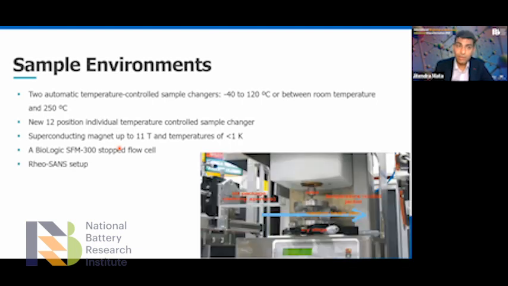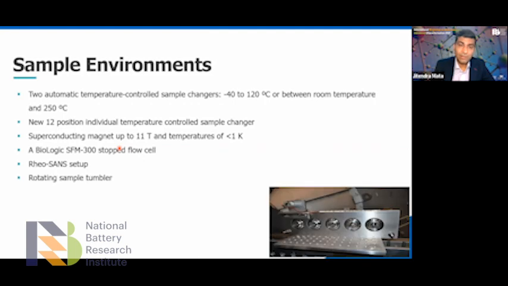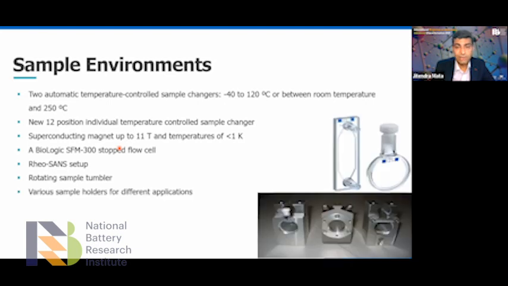I showed you the rheometer. You can put the rheometer on SANS and actually study the material while applying the shear to those materials. So that's the rheo setup. I have published a couple of papers on that, and it's really cool. And you have seen that rotating tumbler. If anything is settling in the beam, phase separating, it's not good. You want a homogeneous sample, so you can have a rotating kind of sample environment and study that.